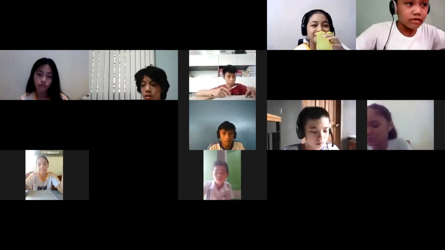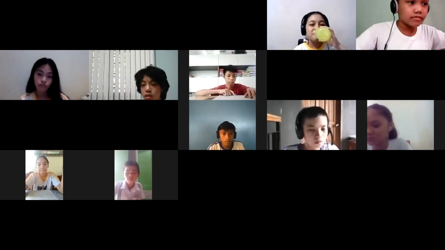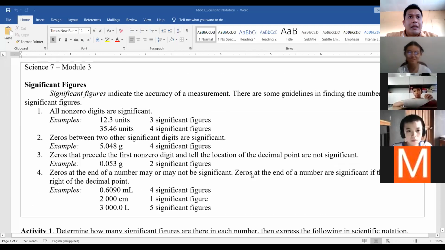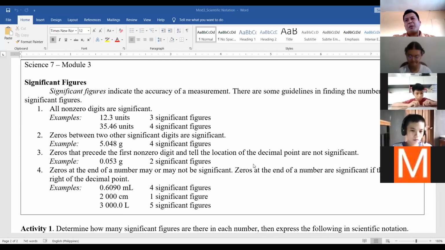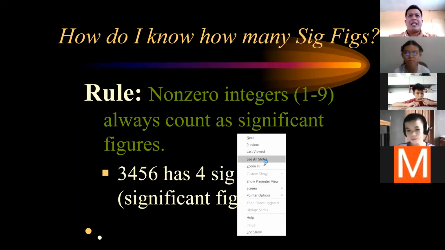So in your module, class, if you look at here, you have rule number 1 as well. Rule number 1, all non-zero integers are significant. And what are these significant non-zero integers? That starts from 1 until 9. So in examples, we have 12.3, you have 3 significant figures. 35.46, they have 4 significant figures. Okay? Question regarding the first rule? None. So let's proceed with the second rule.